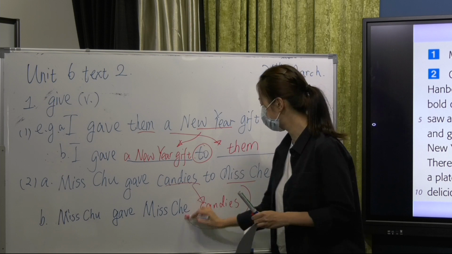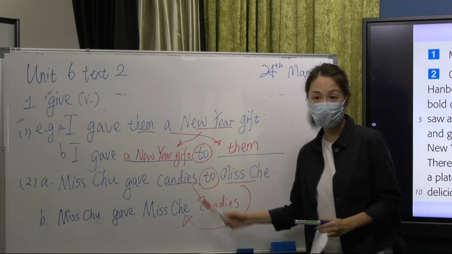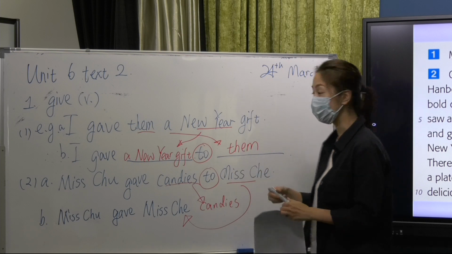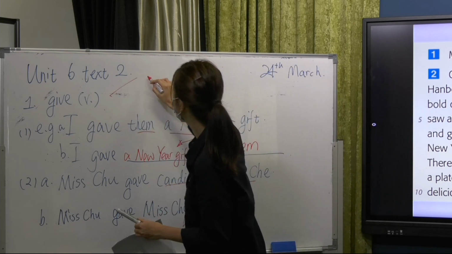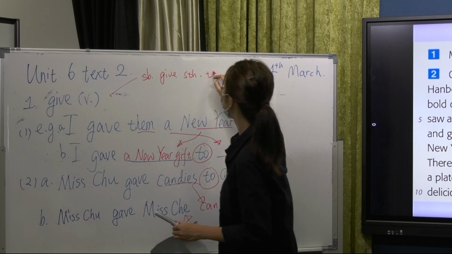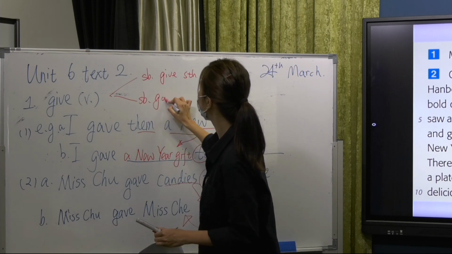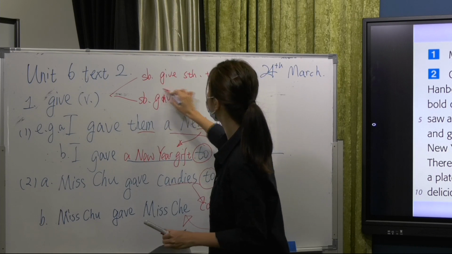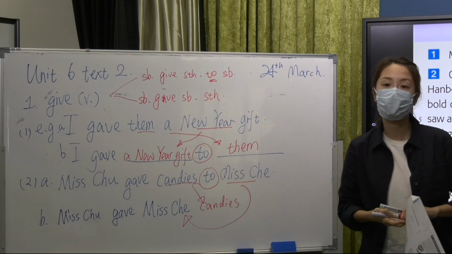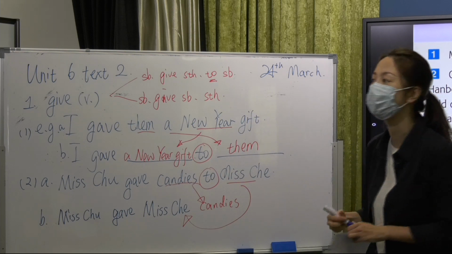Okay, we have to change the place of the object, okay, and delete to. Okay, so give somebody something, or give something to somebody. So maybe we can write down this one together, okay? Somebody give something to somebody, or somebody gave somebody something. Okay, so these 2 kind of sentence pattern you should have learned in your primary school, but I want you to do a quick revision, okay?